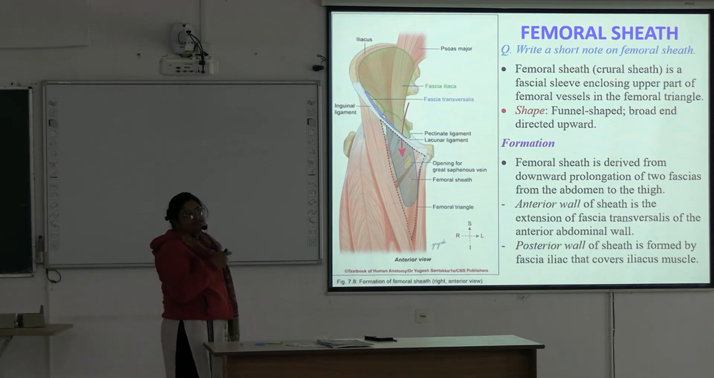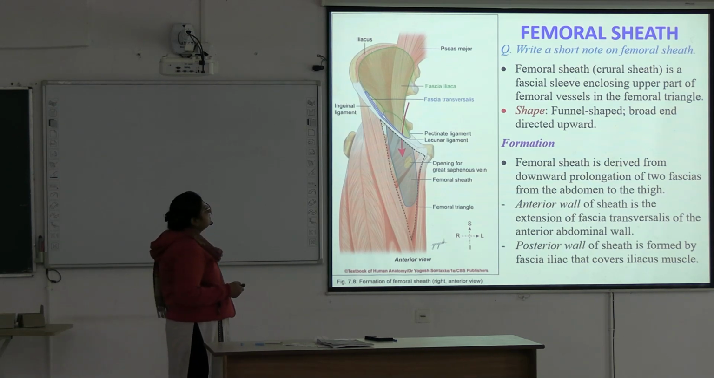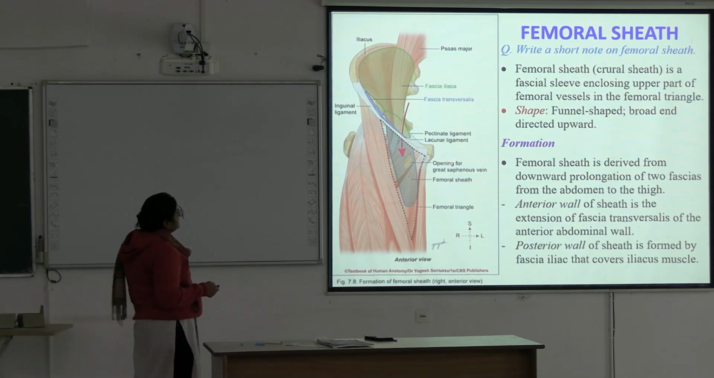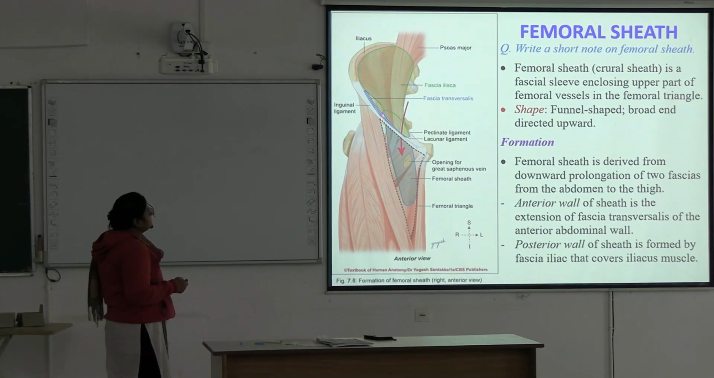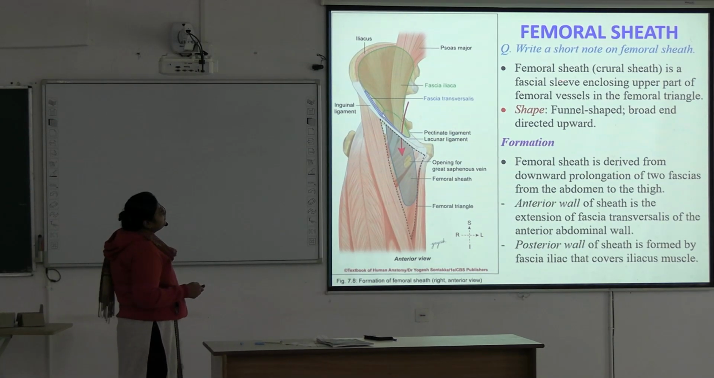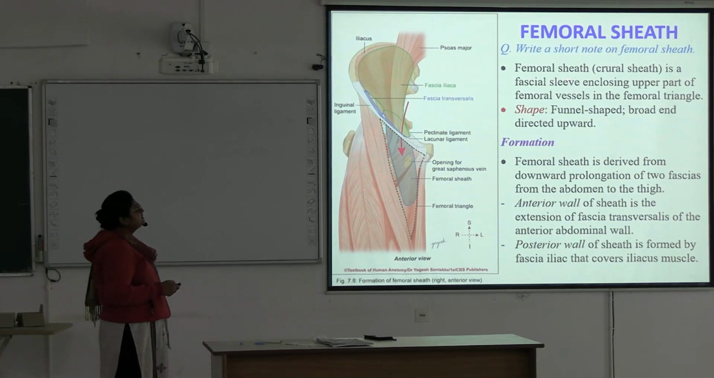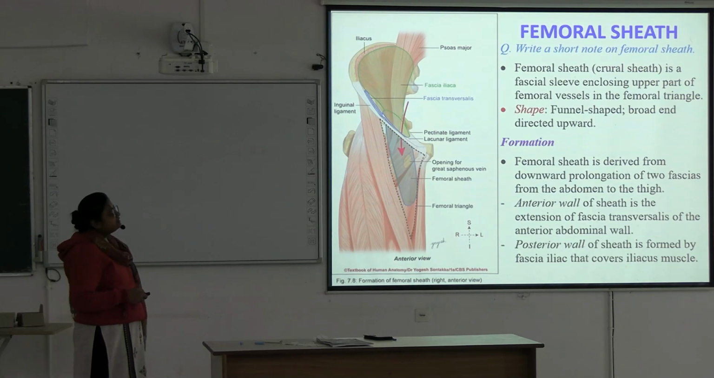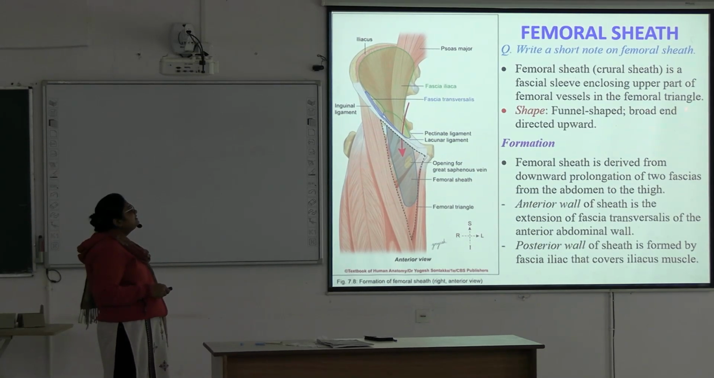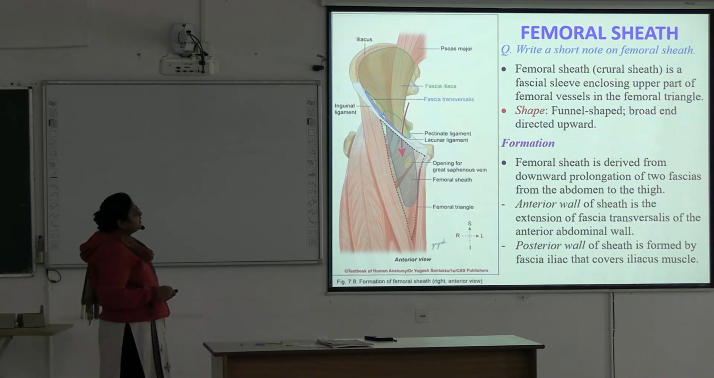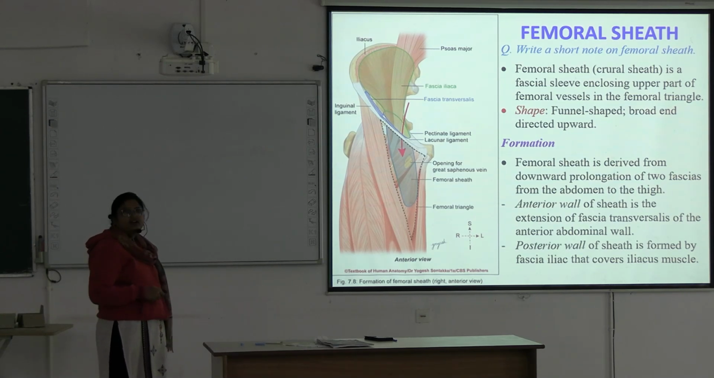So we will first discuss the femoral sheath. Femoral sheath, this is the location of the femoral triangle. Here lies the femoral sheath. Femoral sheath, also known as crural sheath, it is a fascial sleeve enclosing the upper part of the femoral vessels in the femoral triangle. What is the shape of the femoral sheath? It is funnel shaped and broad end is directed upward.